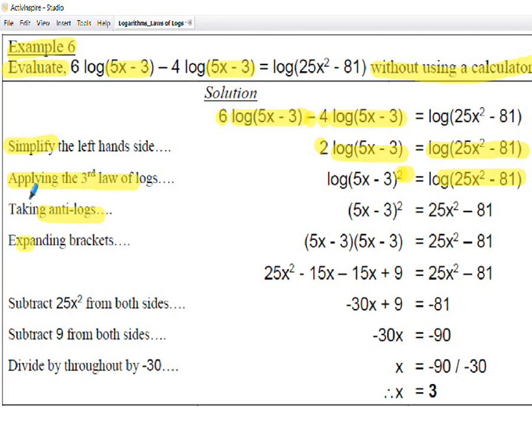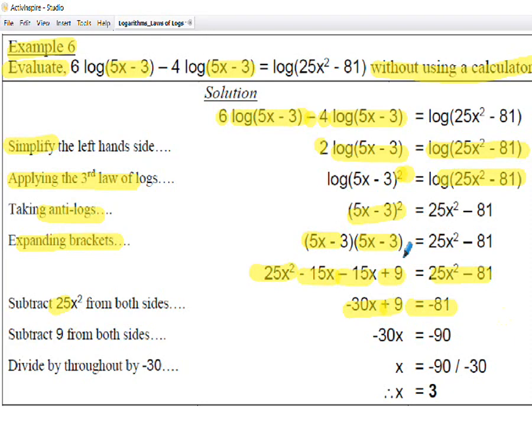Again, be careful of expanding brackets. We've got the binomial brackets here. So 5x minus 3 all squared means 5x minus 3 times 5x minus 3. When you expand the brackets, you get 25x squared minus 15x plus 9. The right hand side remains the same. And then subtracting 25x squared from both sides and simplifying, I get minus 30x, which is the minus 15x minus 15x, minus 30x plus 9 is equal to minus 81.